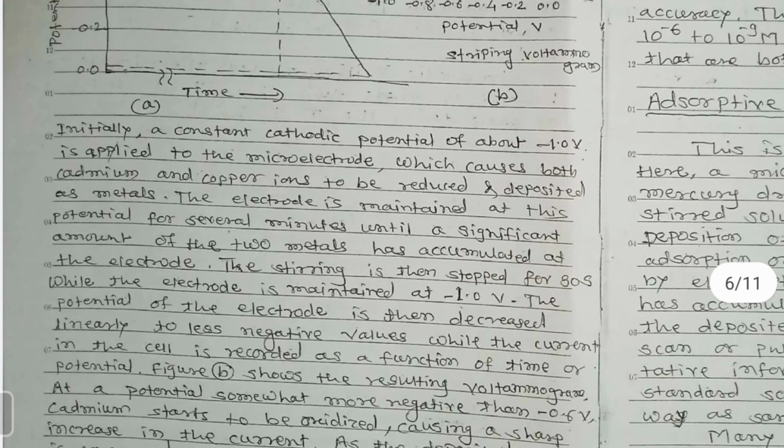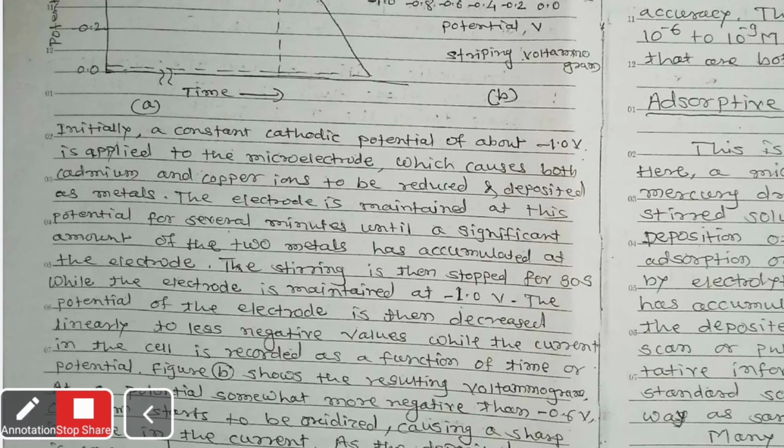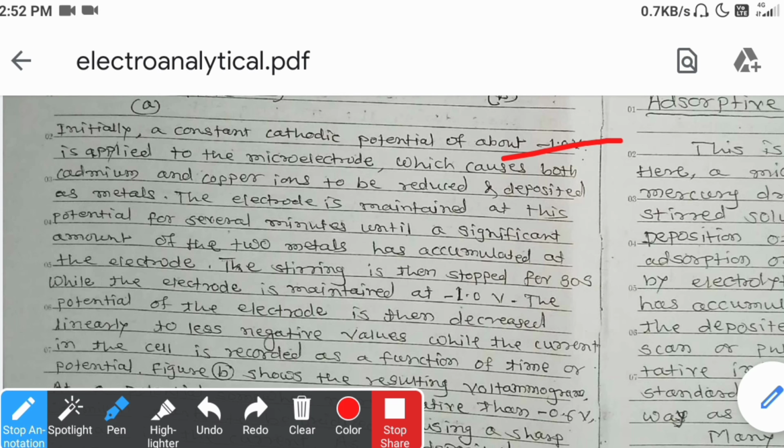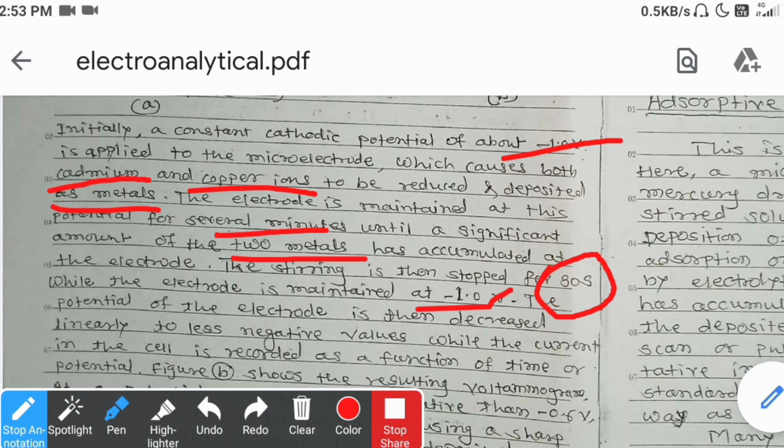Here we can see that initially a constant, cathodic potential of about minus 1.0 volt is applied to the micro electrode, which will cause both cadmium and copper ions to get reduced and deposited on the metal surface. The electrode is maintained at this potential for several minutes to get sufficient reduction of the two metal ions. Specifically, for 30 seconds this voltage is maintained at about minus 1.0 volt.